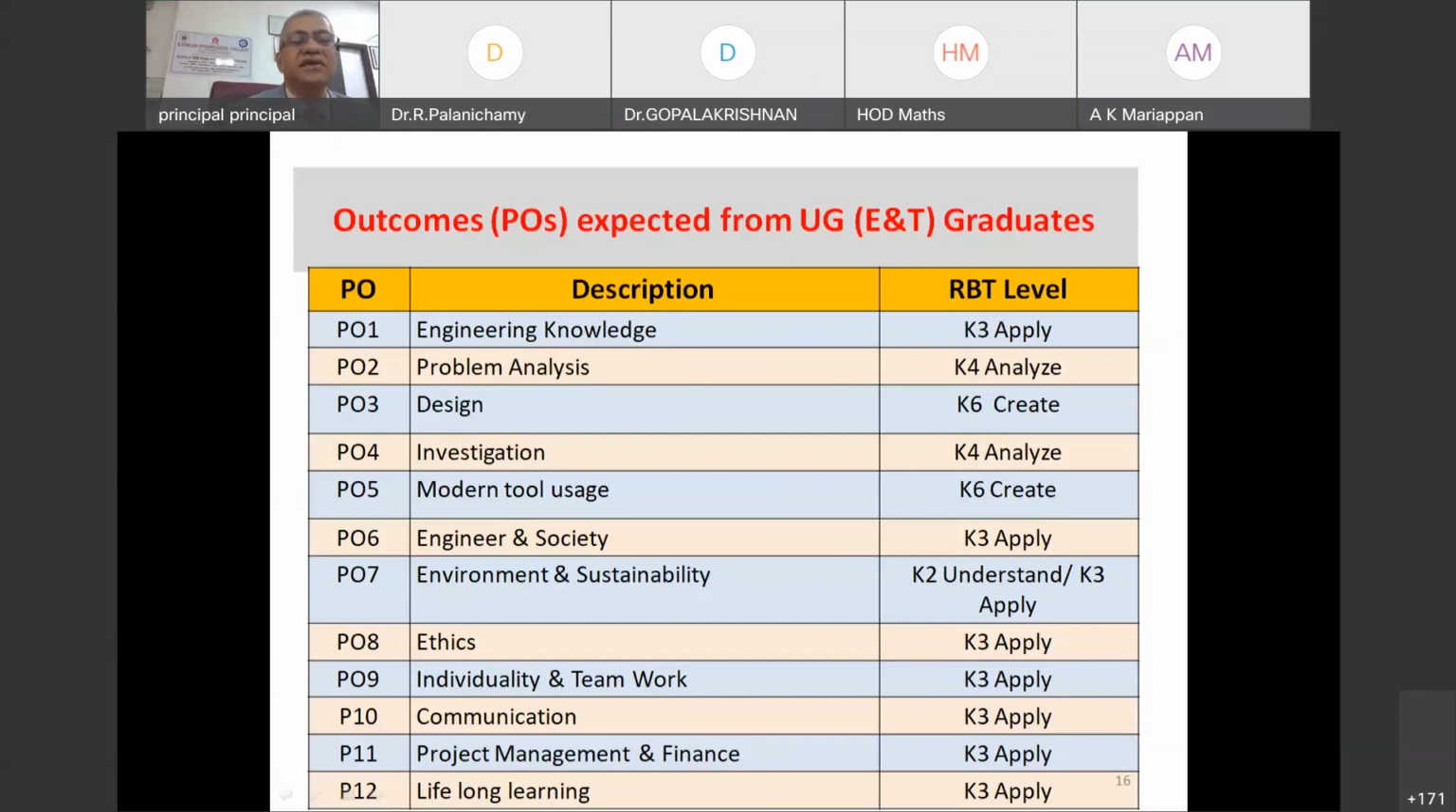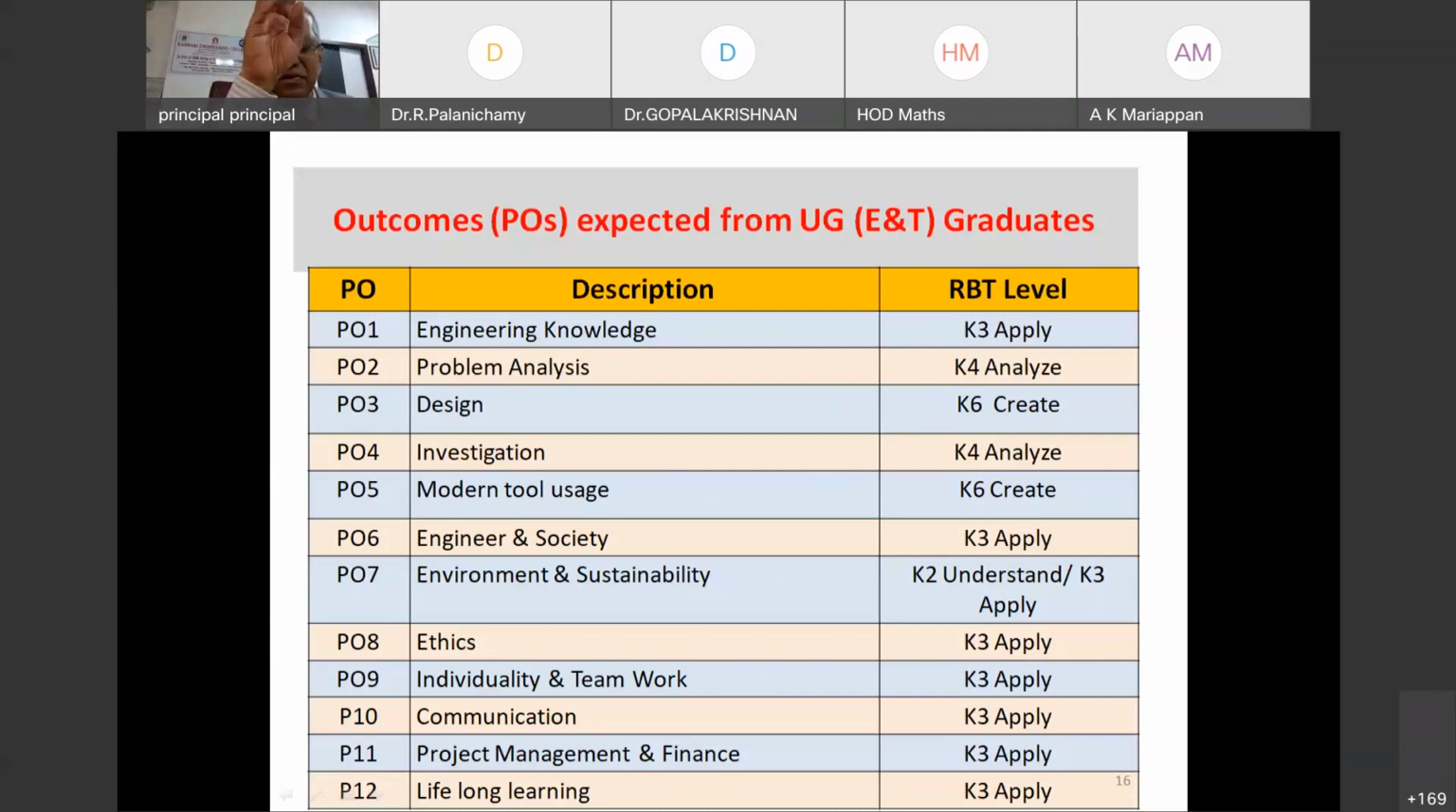Okay, so PO3 is a design part. PO4 investigate, so it will go to analysis. PO5 modern tool usage, yeah, that's what we want to tell. It can be a 5 also, worst case, but typically it is a 6, create. Engineer and society, it is application. Sometimes, in engineering ethics and sustainability, not always, you can use understand.